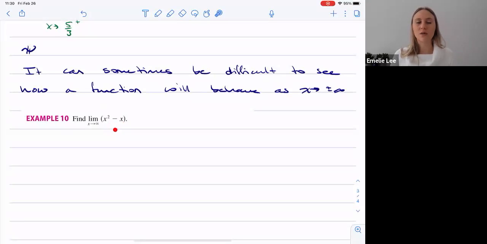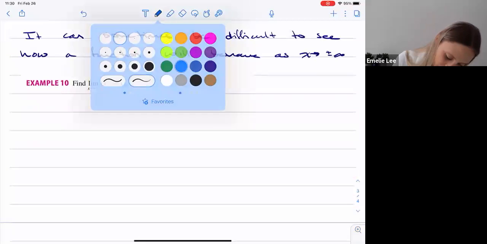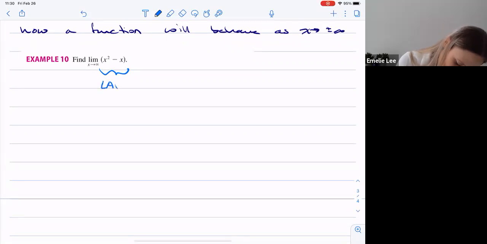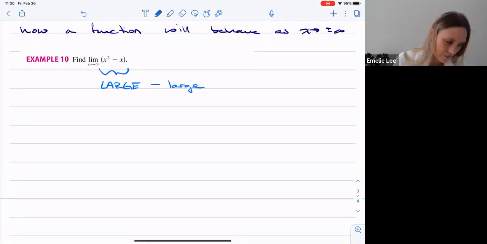And so what we need to do is rearrange this into something where we can argue that, okay, it is going to infinity if x is going to positive infinity in this case, right? And so here we have basically a large number minus a large number, right? And so we can't really see what this limit is going to be.